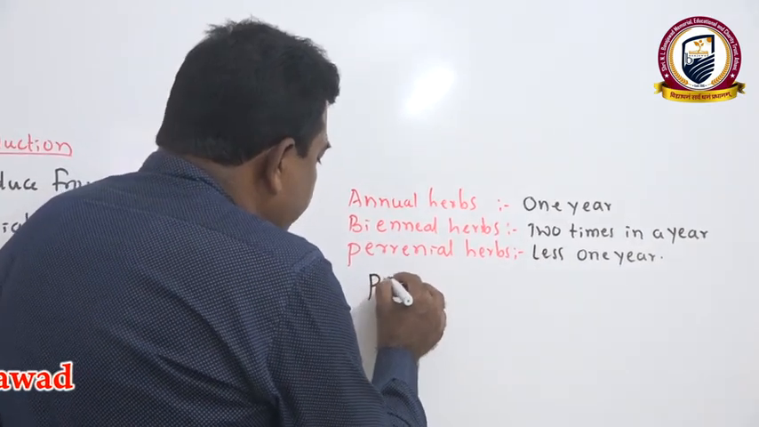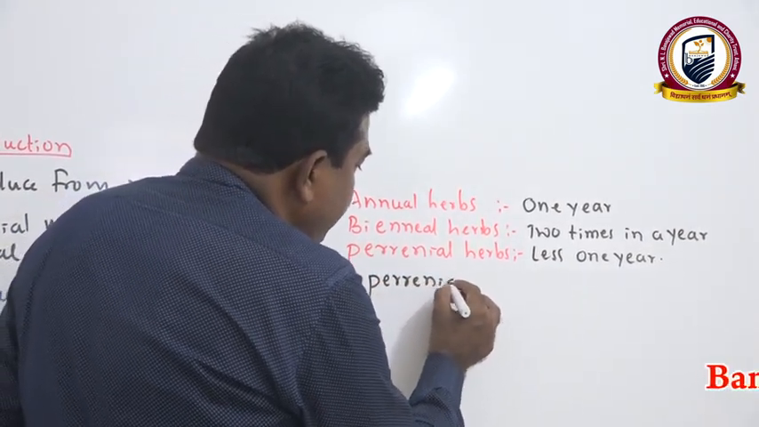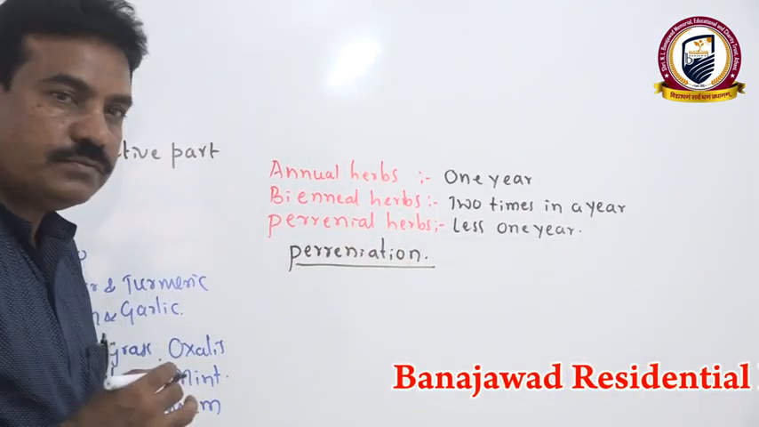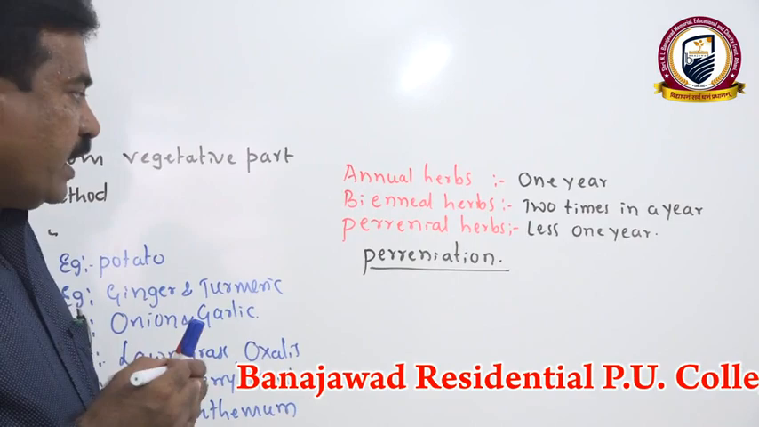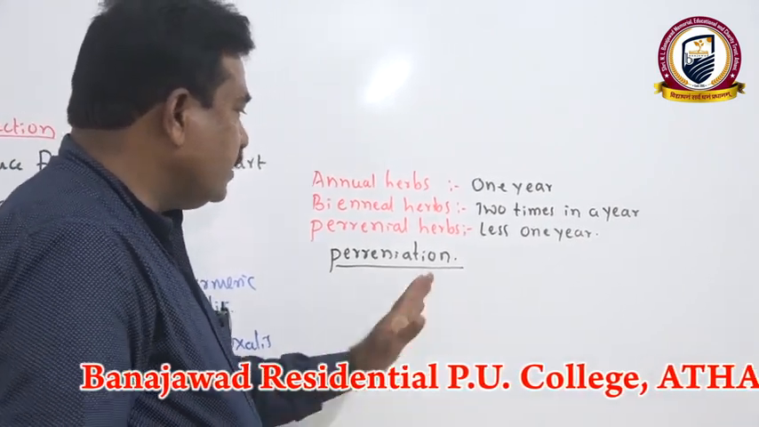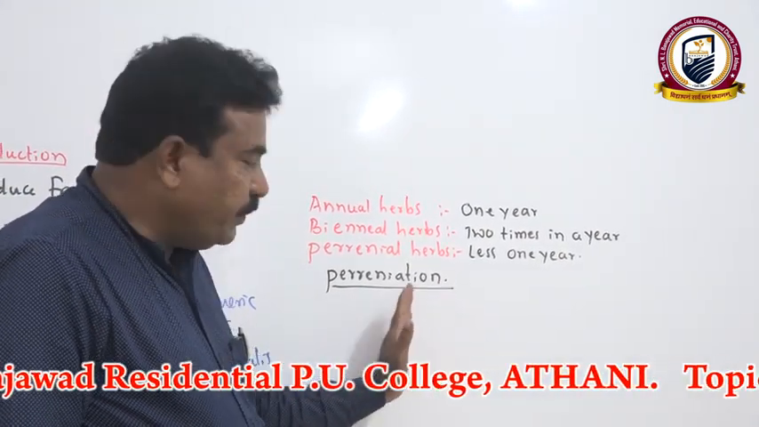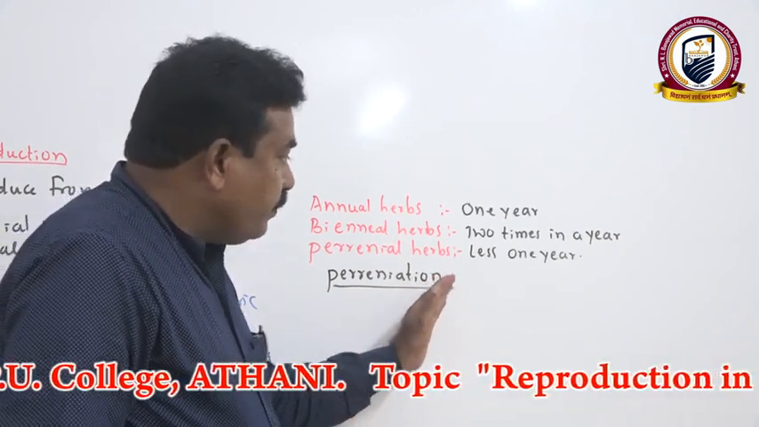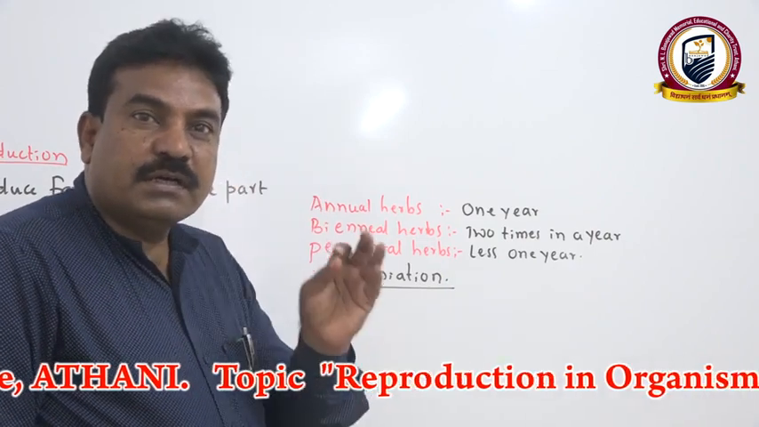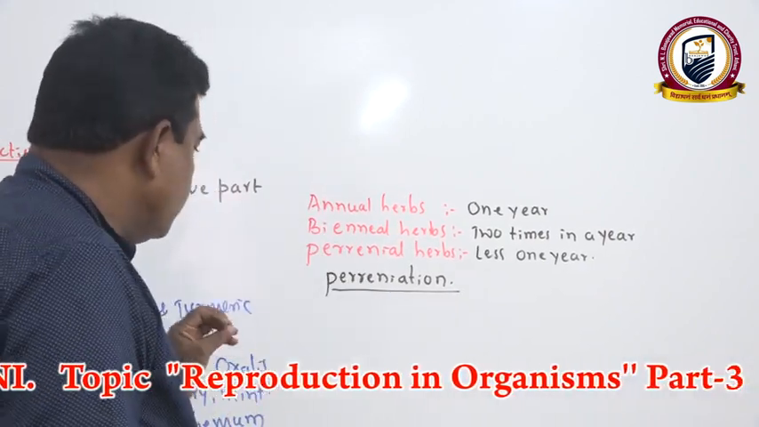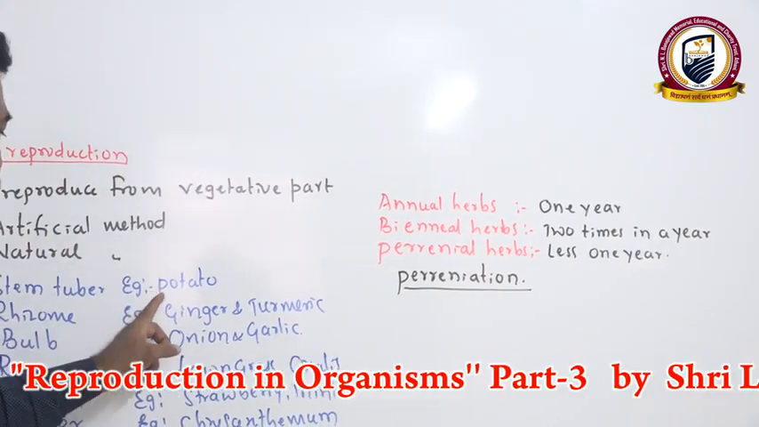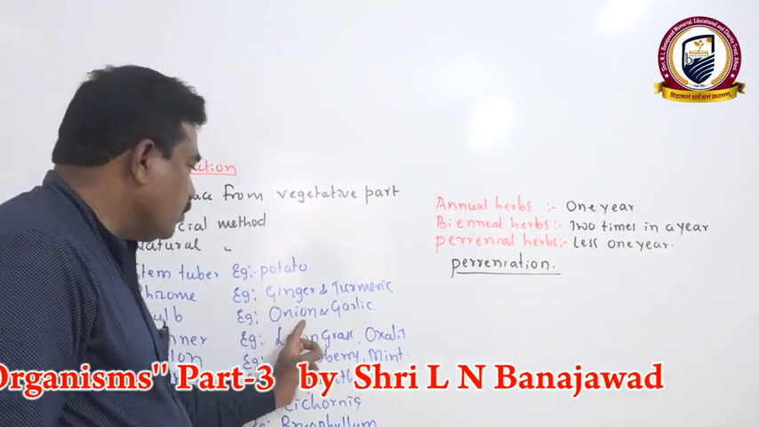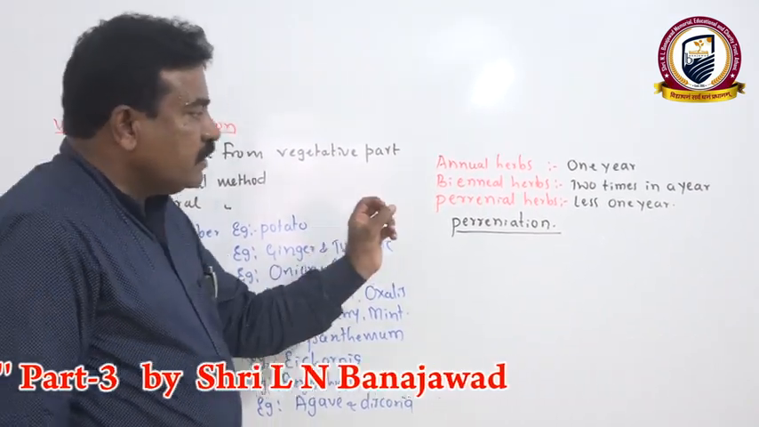Then these perennial herbs show a specialized adaptation we call perennation. During perennation, what happens? Before summer they complete their life cycle. But before the onset of what? The summer, these specialized plants like potato produce stem tuber, ginger and turmeric produce rhizome, onion and garlic produce bulb.